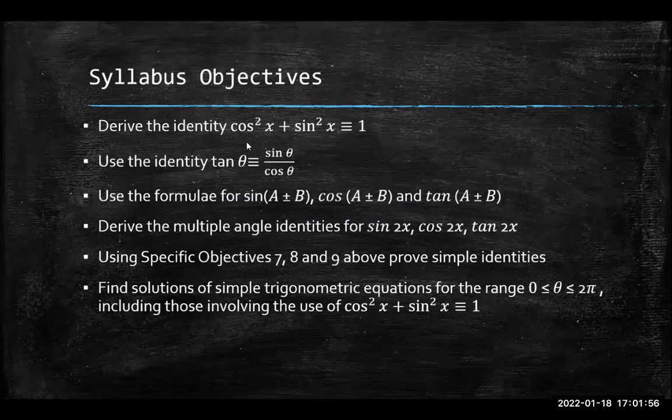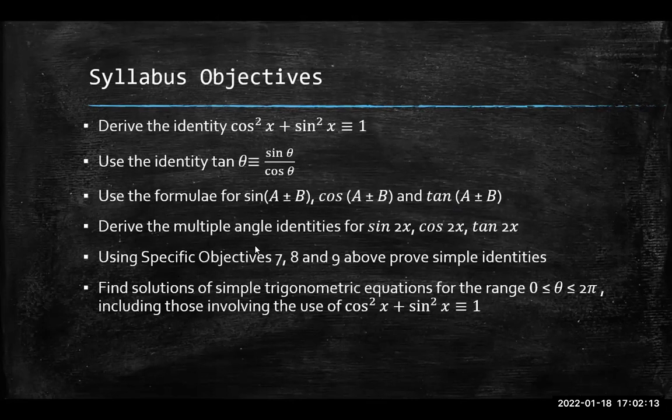Use the identity tan theta is the same as sine theta over cos theta. Use the formula for sine (a plus or minus b), cos (a plus or minus b), tan (a plus or minus b). Derive the multiple angle identities for sine 2x, cos 2x, tan 2x. Use specific objectives 7, 8, and 9 above.